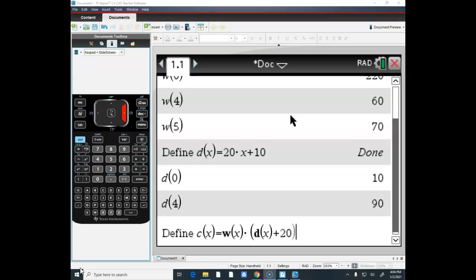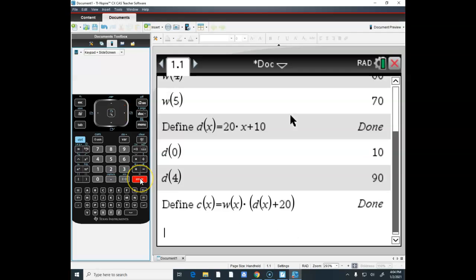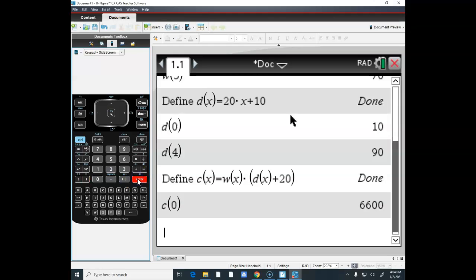Okay, so I'm trying to define my cost function, and because I've already defined the width and the depth of the river, I'm going to try to define my cost. I've never done this before, as W of x times D of x plus 20. Okay, so I'm going to hit enter. Hopefully I'm defined. Now, what I want to do is find what was the cost at 0 miles down the river. Now, that'd be 6,600.